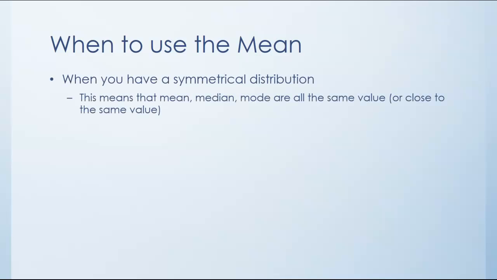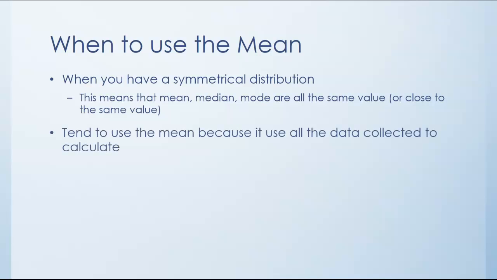So let's start off with when to use the mean. When you have a symmetric distribution, remember a symmetric distribution means that your mean, median, and mode are all the same value or close to the same value. They don't have to be exact, but around and about the same value. That means that any one of those three really can be a good descriptor of your data set. We tend to go with mean in that particular instance.